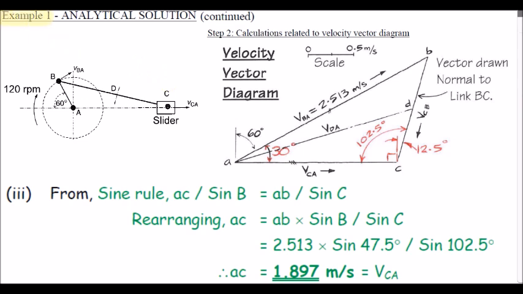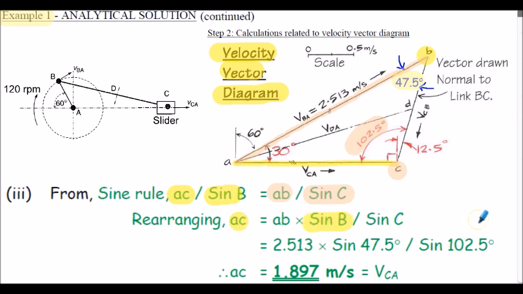Example 1 continued. We're still considering the velocity vector diagram here. And this time we're going to try and calculate length AC, shown here. Again using the sine rule, length AC divided by the sine of angle B, which is 47.5 degrees, is equal to length AB, shown here, divided by the sine of angle C, shown here. Rearranging for AC, simply multiplying both sides by the sine of B, and inserting our values, vector AC is 1.897 meters per second, that's VAC.